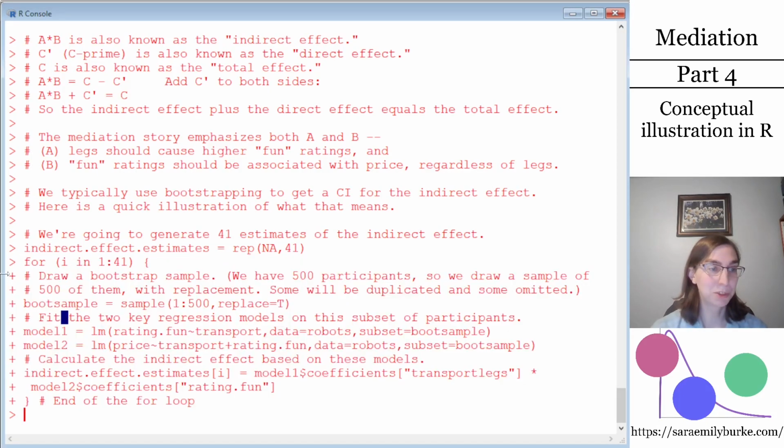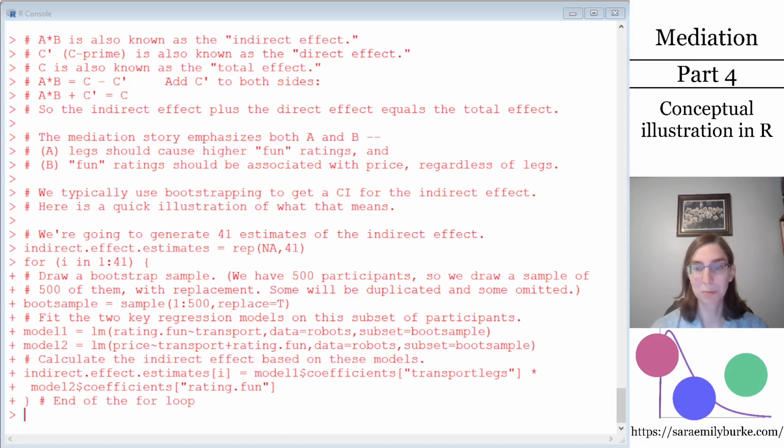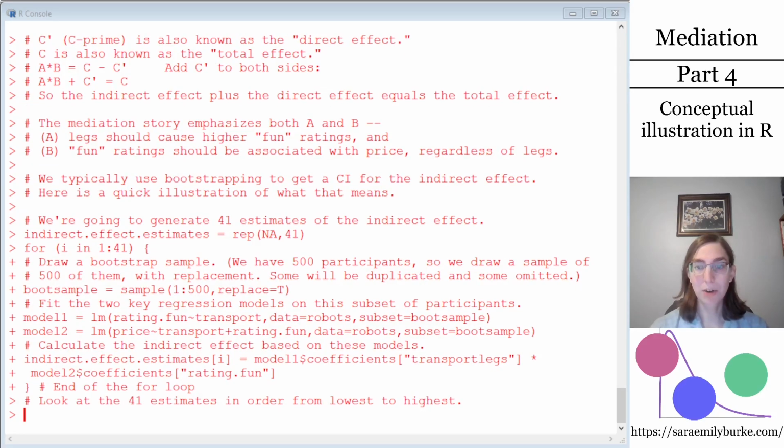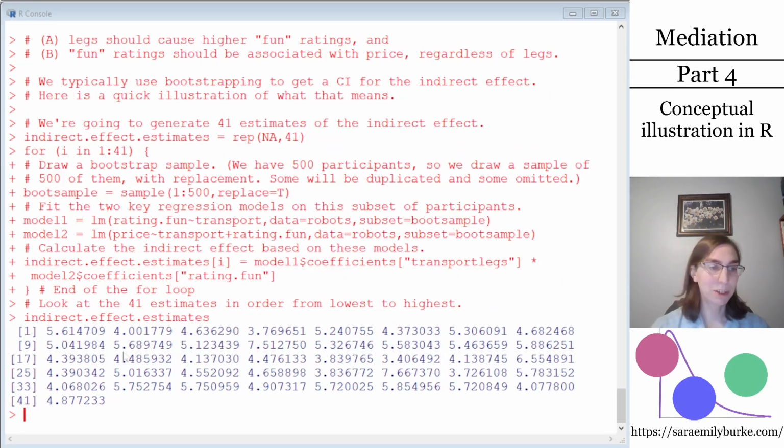You can see that these plus signs that were present along the way indicated that R was not yet done receiving its instruction for what to do next, and it was waiting for me to finish. The closing curly bracket indicated when I was done. And now I can look at the 41 estimates. Here is that vector on its own.